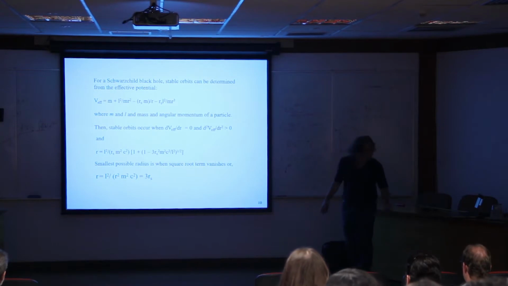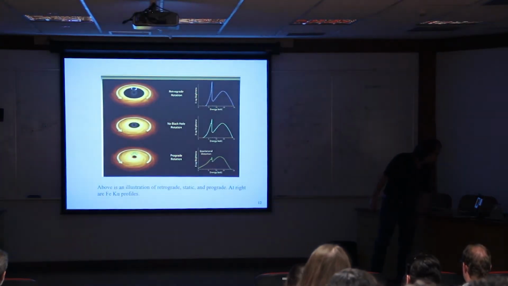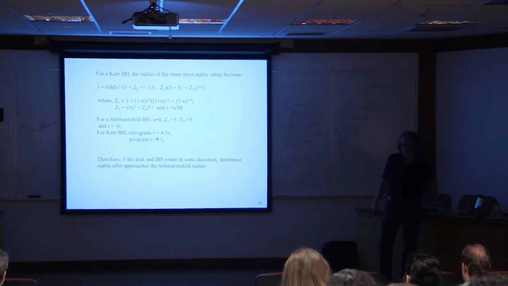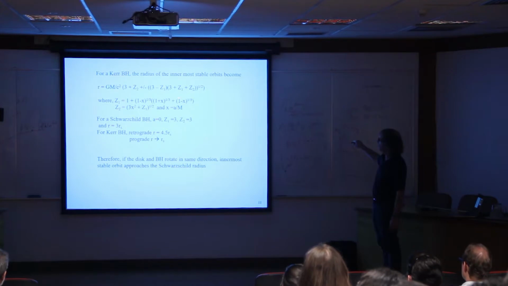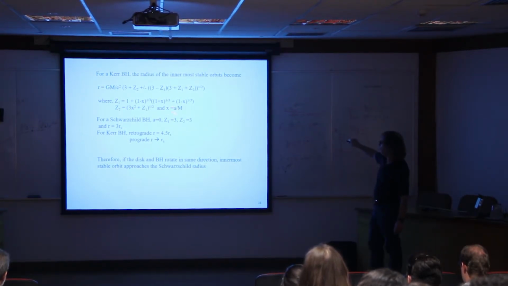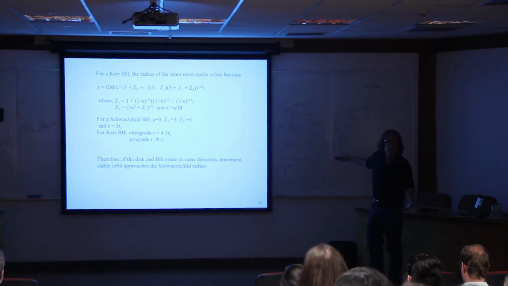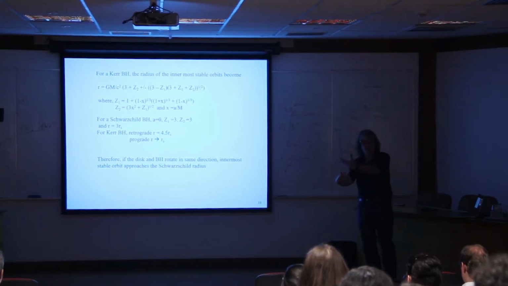Okay. But what about a non-static black hole? For a Kerr black hole, the radius becomes a somewhat more complicated formula, looking like this. I'm going back again to the effective potential for a Kerr black hole that I didn't show you. You get these z terms that are these algebraic messes, where x is equal to a over m. a is defined before, proportional to the spin, the angular momentum. So for a Schwarzschild black hole, a is 0, z1 is 3, z2 is 3, and r is equal to 3 times rs. So good that everything goes back to where we should have been before when you set the spin to 0.